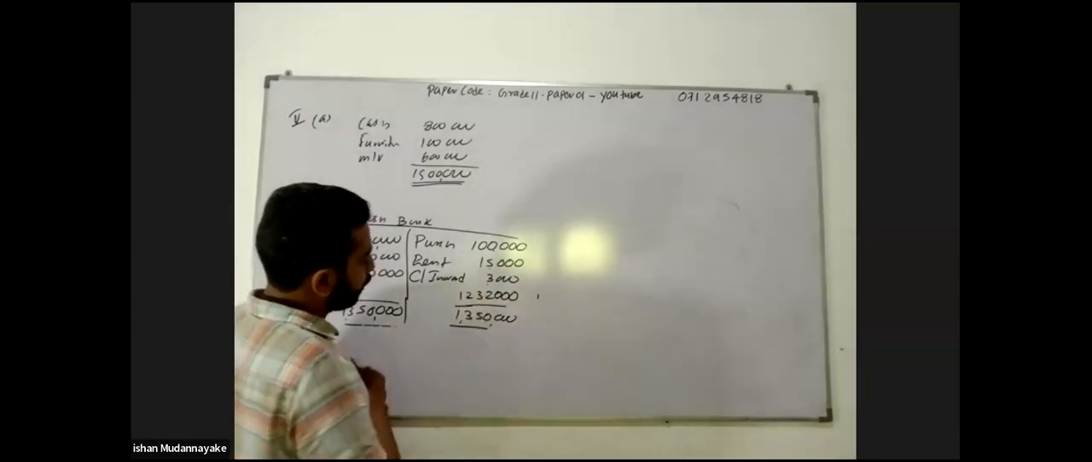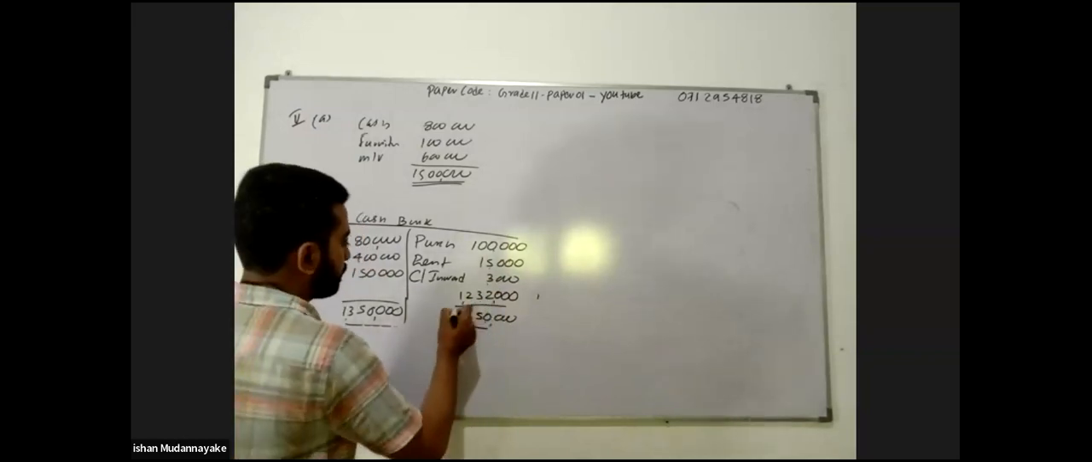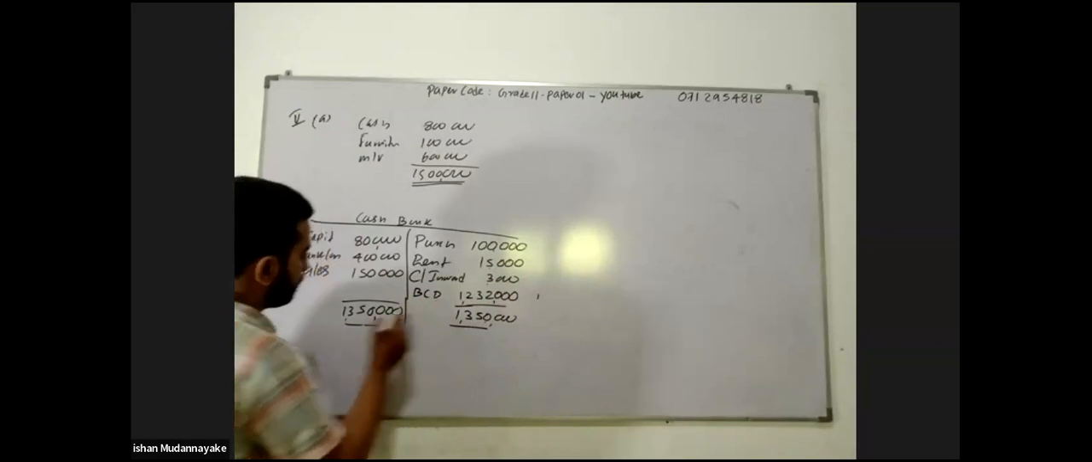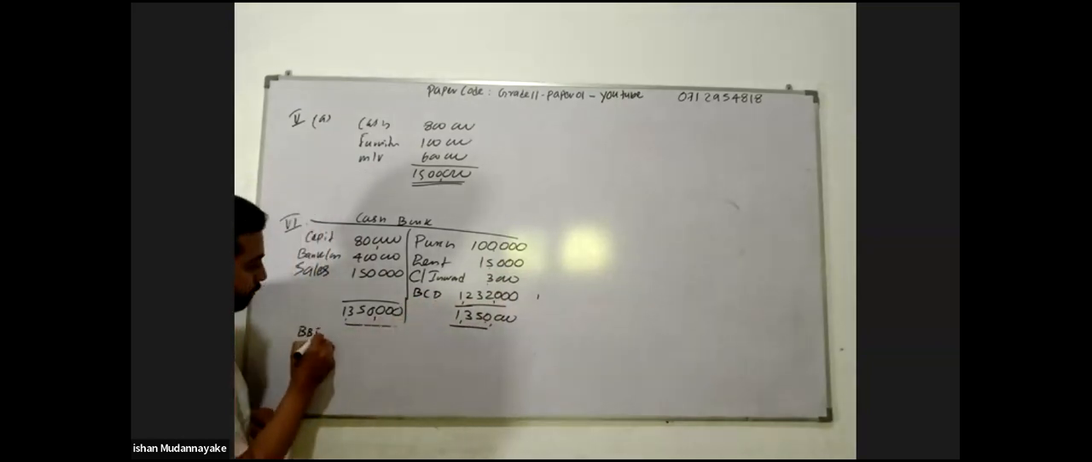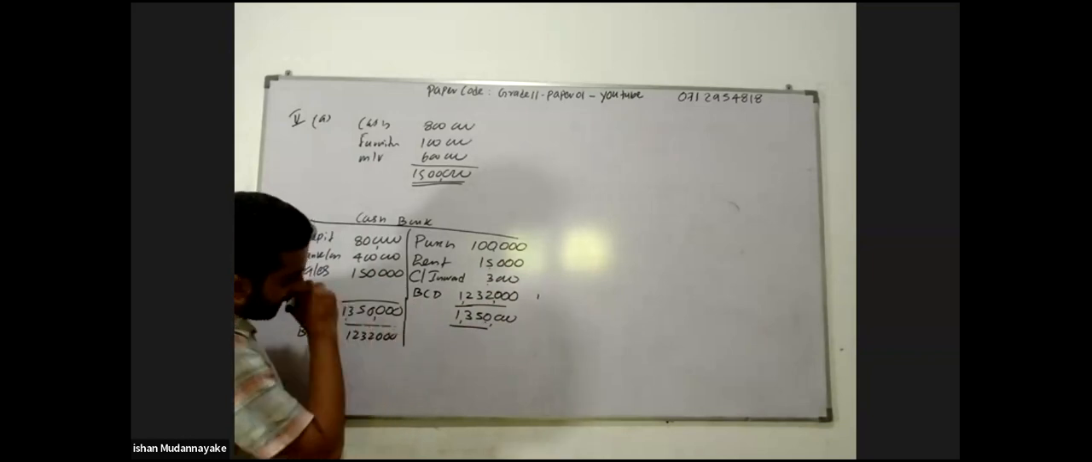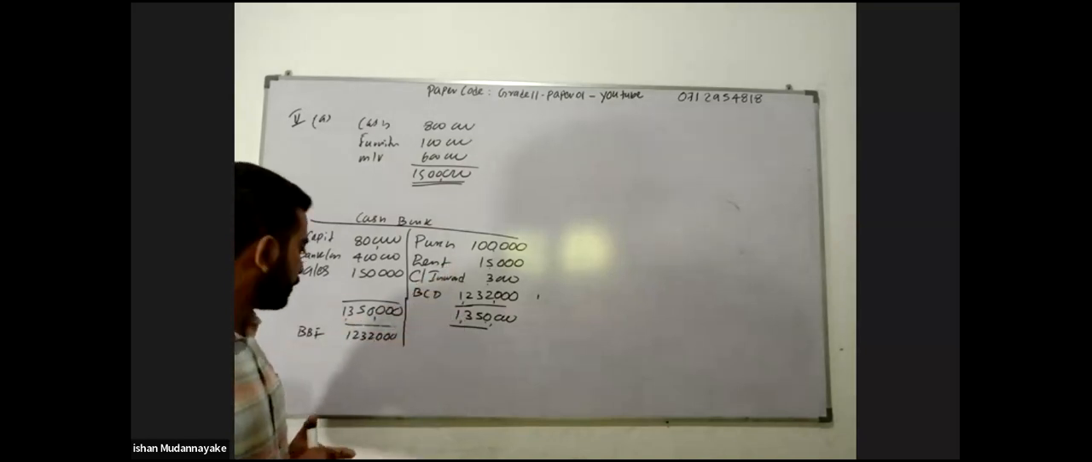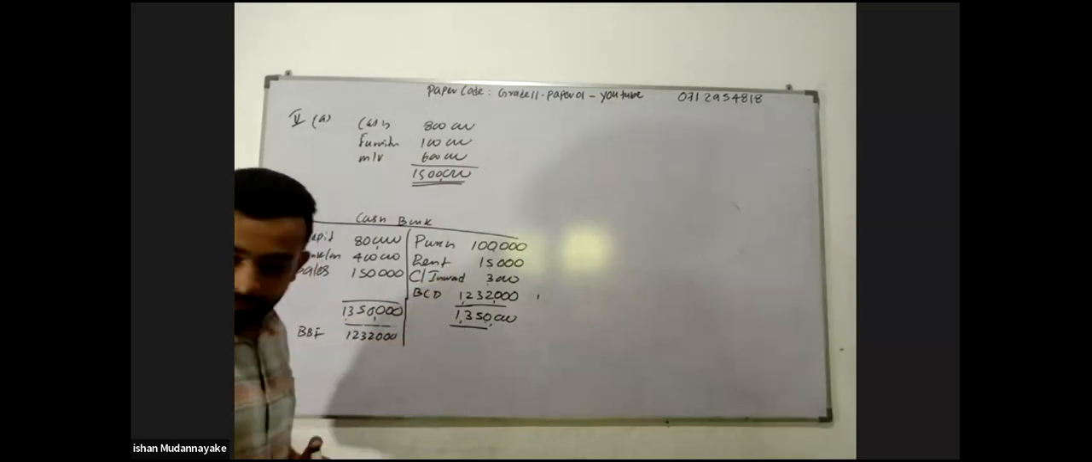You have the cash balance 1,232,000. Balance carried down, balance brought forward. The cash balance of the business is 1,232,000. Yes, 1,232,000 is the available cash balance of the business. Right. Next question.